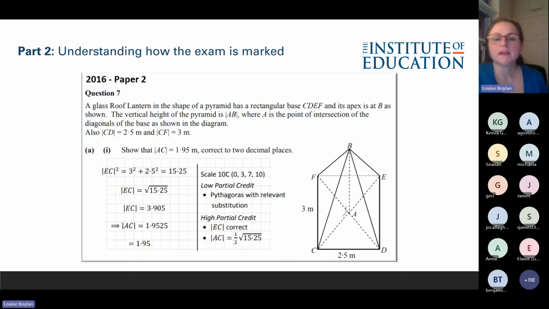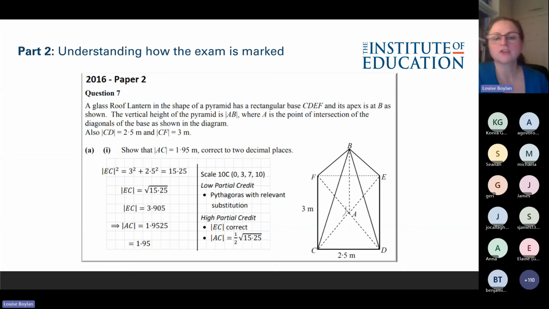So look at the way it was marked, right? The options here were either 0, 3, 7, or 10. So 3 was for the low partial credit. That was if you got Pythagoras with relevant substitution. So you knew you had to do Pythagoras and you subbed in some number correctly. That got you 3 out of 10 marks. If you found the entire diagonal, that got you 7 out of 10 marks.